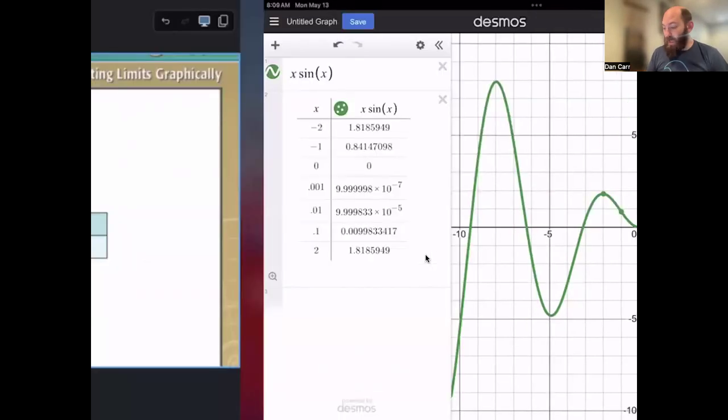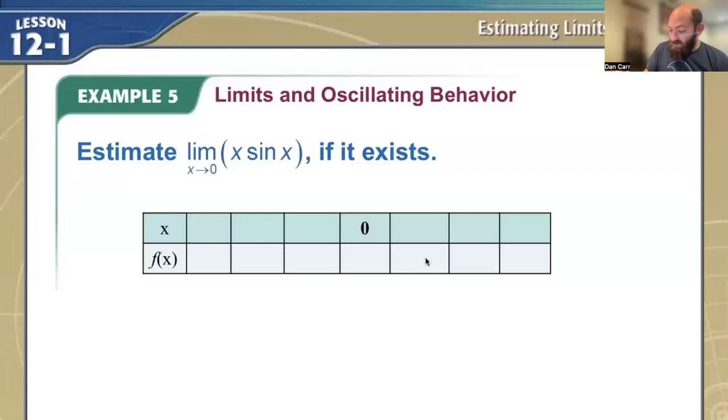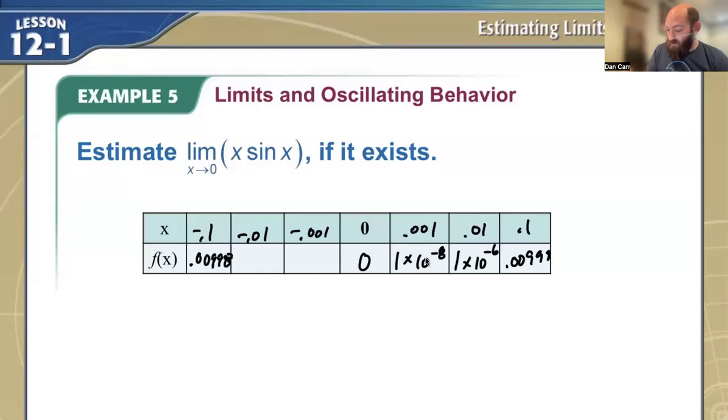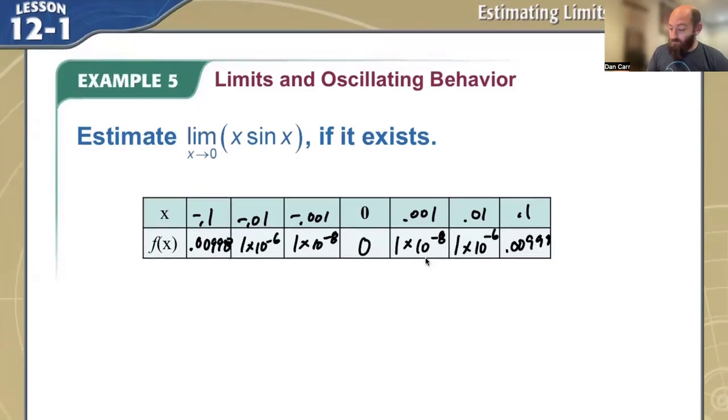Okay. So when I come back here and I want to fill in my table, at 0, it equals 0. At 0.1, 0.01, 0.001, I plug these in. I had 0.00998. Then I have, rounded off, 1 times 10 to the negative 6th, 1 times 10 to the negative 8th. From the other side, we got negative 0.1, negative 0.01, negative 0.001. We got the symmetry there, 0.00998, 1 times 10 to the negative 6th, and then 1 times 10 to the negative 8th. Okay, we are getting closer and closer to 0 with this one.